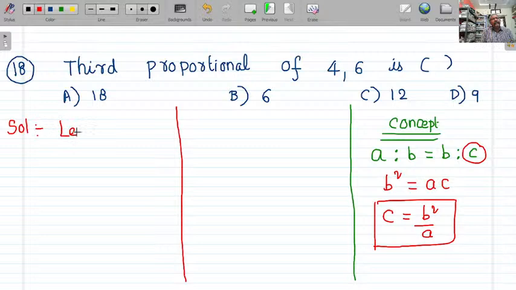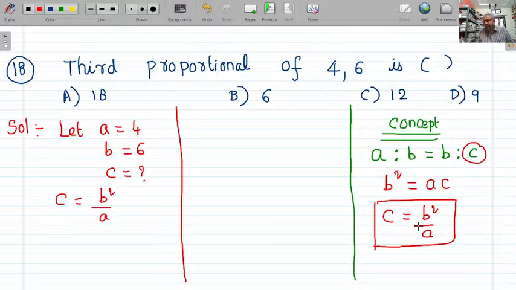Let us say here A is equal to 4, B is equal to 6. Third proportional is C. So we have C is equal to B square by A. So B square is 6 square, 6 into 6, upon A is 4. So 36 upon 4 is 9. So absolutely correct Lakshminarayana, you are absolutely correct, D.